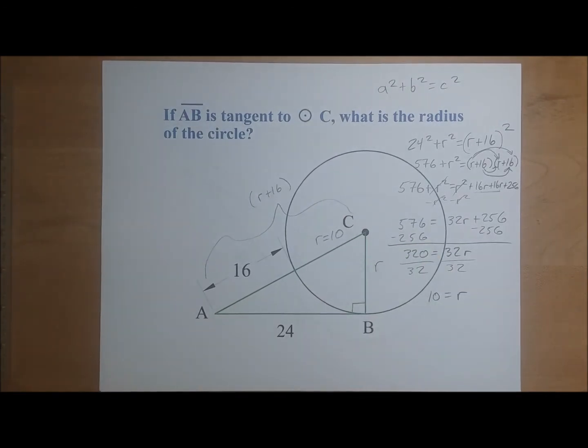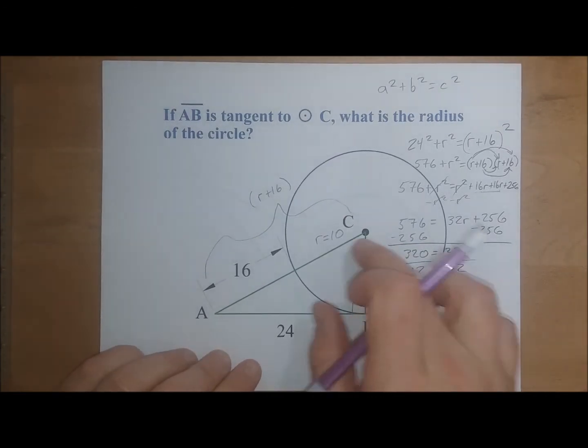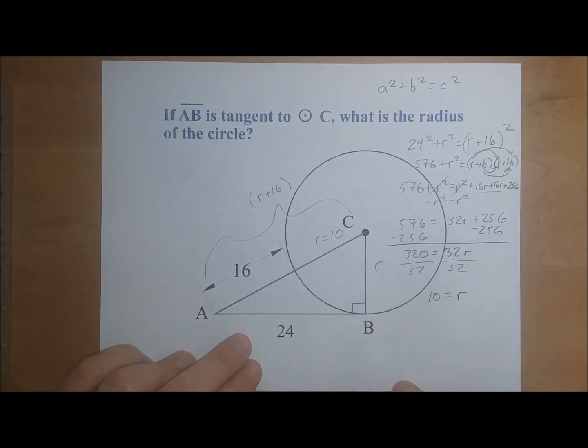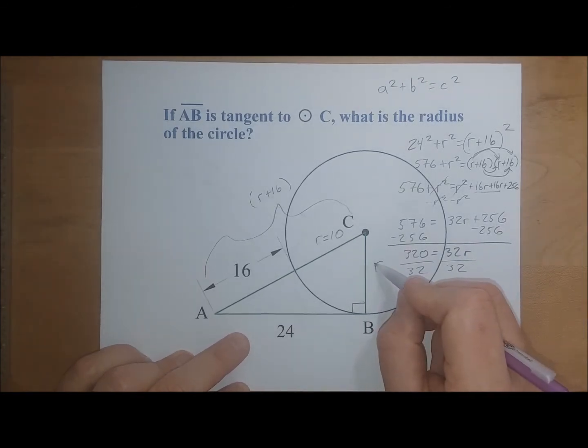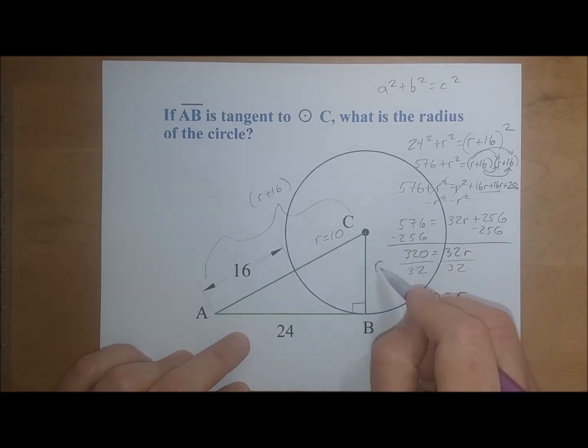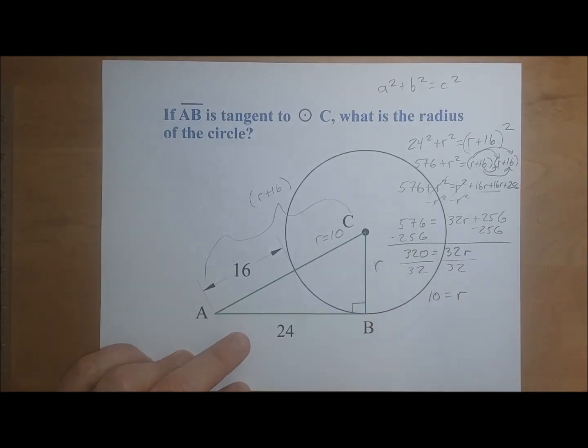Radius of the circle is 10. I love this problem because it pulls triangles and circles together. And the first time you look at this problem, you're like, hold on, I have no idea how to solve that. But don't forget, you can assign variables anytime you need to. And if you assign only one, you're in business.